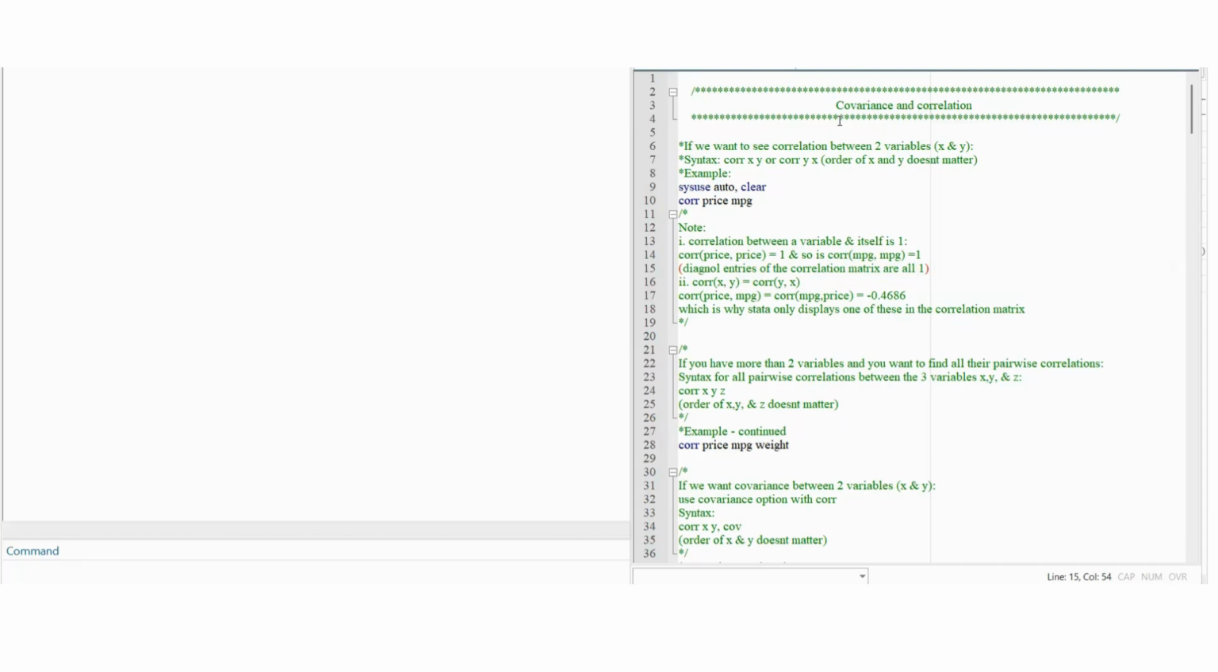We were looking at covariance and correlation in data. In part one, we looked at correlation. Now we want to look at covariance.